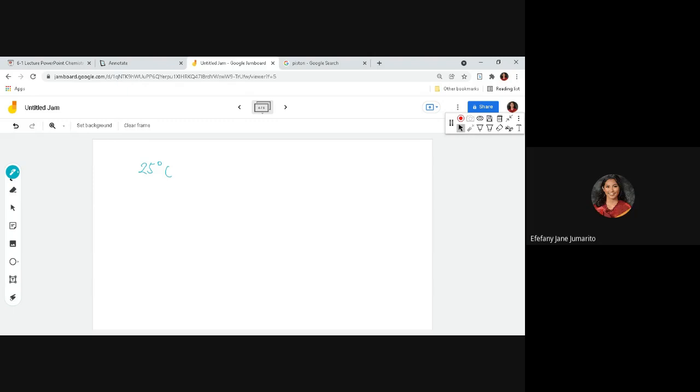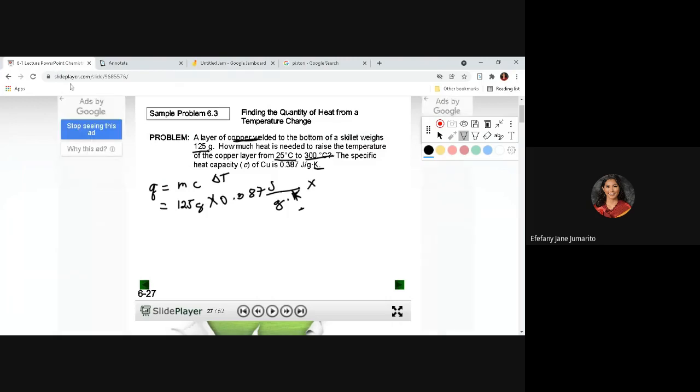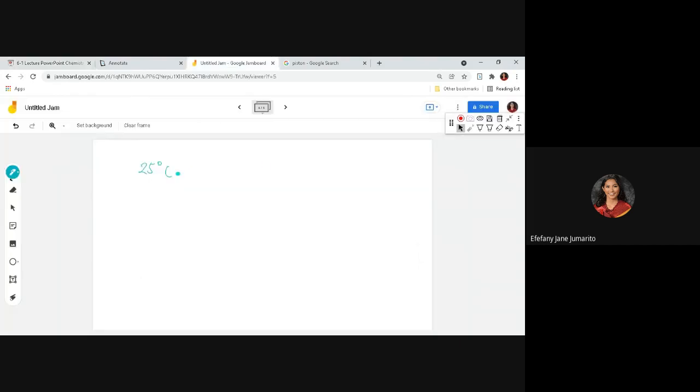How do we convert degrees Celsius to Kelvin? Plus 273.15. Okay, so we will add 273.15. Now, we have this one from 25 degrees Celsius to 300 degrees Celsius. So that's T1, the initial temperature, and the final temperature T2 is 300 degrees Celsius.